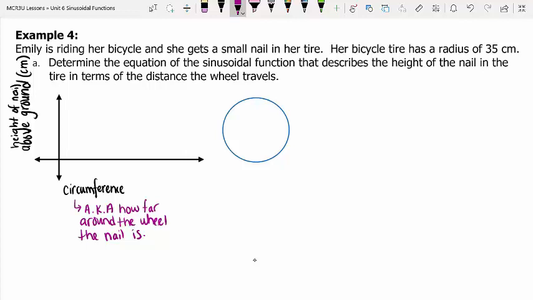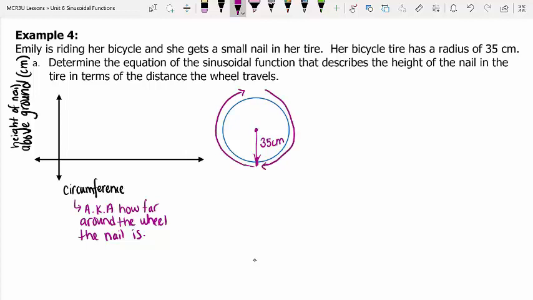Okay, so we're comparing the height of the nail above the ground, and we're comparing that to the circumference, or the position on the circle where the nail is. Here's what I mean by that. So we know that the radius of the circle is 35 centimeters. Okay? We know that the first time that the nail enters the wheel is going to be at the ground. This is the point at which the nail starts. Okay? Then the nail is going to travel around in this pattern. Okay?